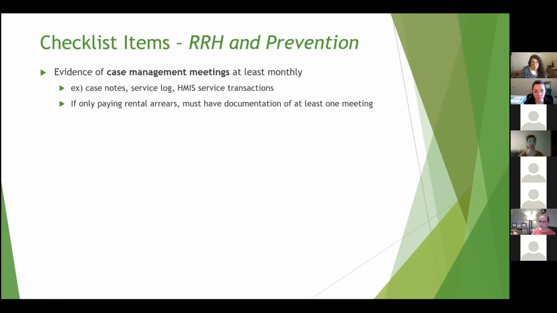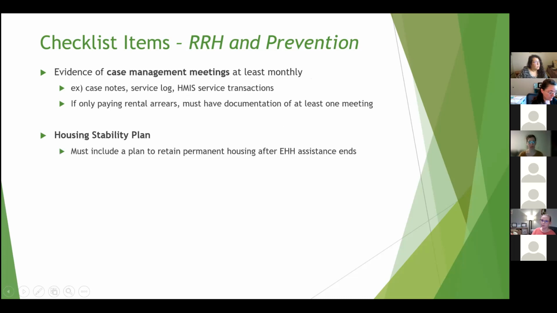I want to add, it's attempts for case management, at least monthly. You're documenting your attempts to contact the client. Maybe they don't get back to you, but if you document that you called them and emailed them and were unable to meet, your attempt would satisfy this requirement. If you're only paying rental arrears, in rapid rehousing or prevention, you need to document at least one meeting. Otherwise, if the program is more than a month, there should be a meeting at least once a month. It can be in person, a phone call, an email, some type of connection.